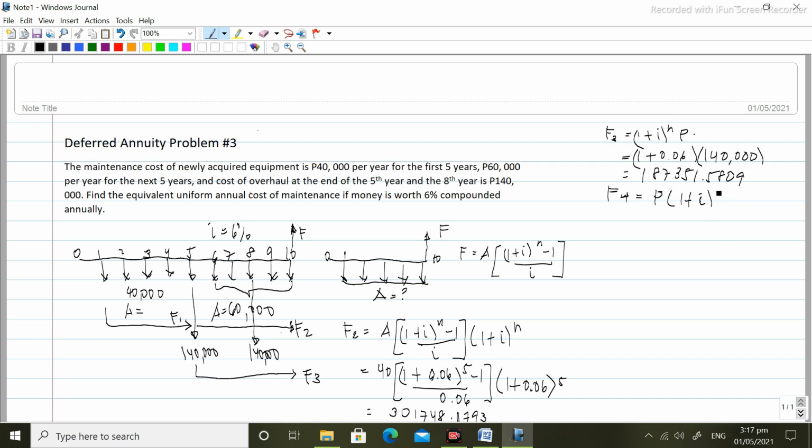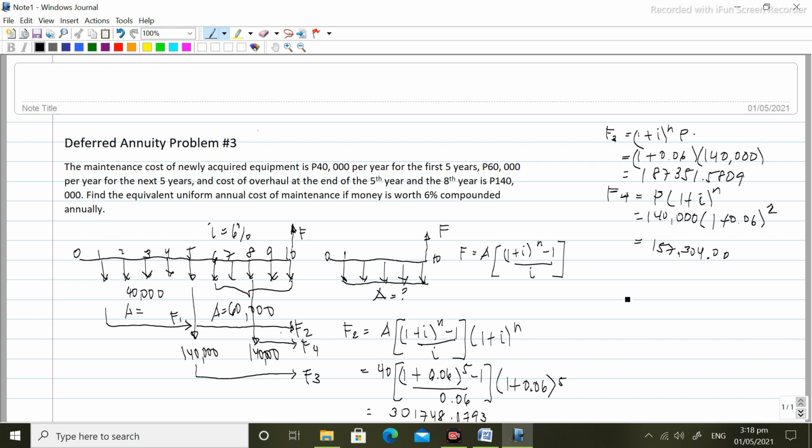Yung F4 natin, ito, si 8 years. So, ilagay ulit natin sa future. So, F4 is equal to 140,000 times 1 plus 0.06 interest rate. Tapos, ilang years yon? 9th saka 10th. So, 2 years. That is equal to yung F4 na 157,304.00. So yan si F4.